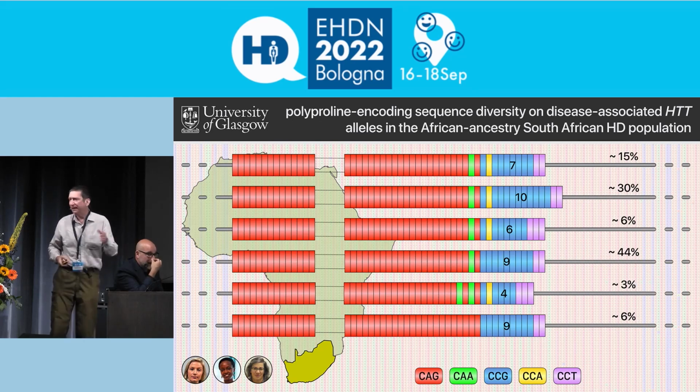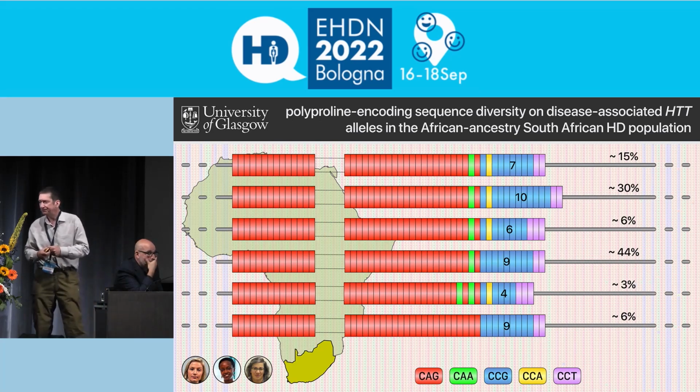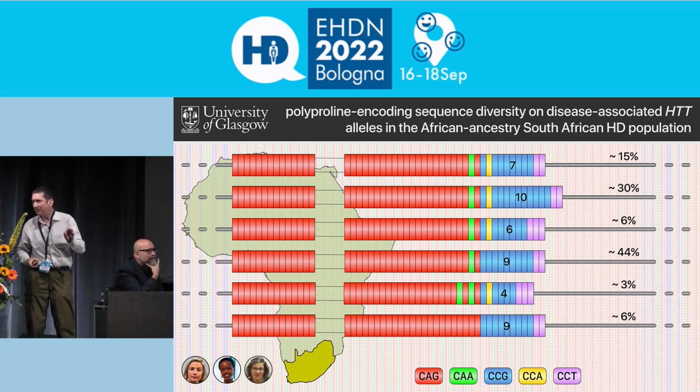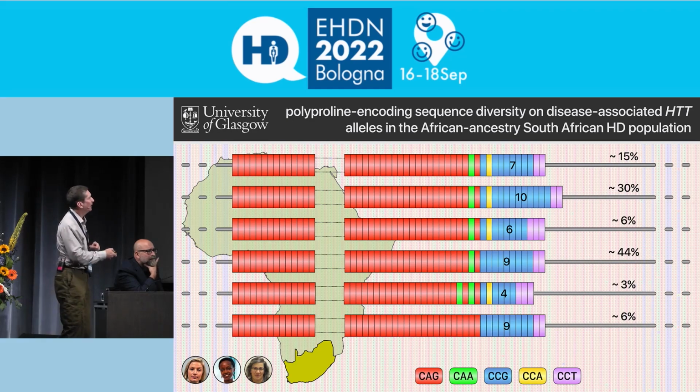But as Elena already told us, downstream of the CAG repeat, there's also this polyproline domain that is primarily encoded by CCG codons, but also includes some CCA codons and some CCT codons. And in the majority of typical alleles that we see in the European population, there's a single CCG, a CCA, then typically either 7 or 10 CCGs, then a couple of CCTs, all of which encode proline.